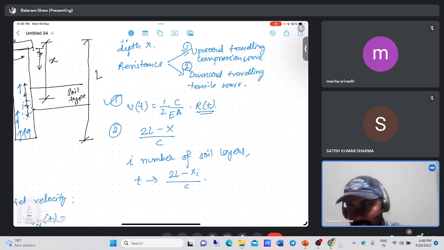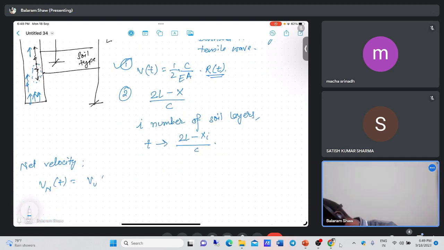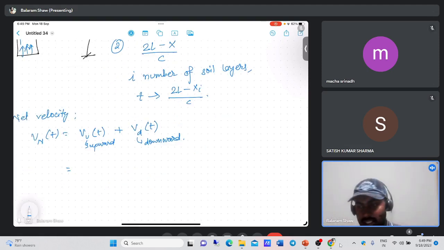So this will be the summation of the compression wave velocity directly from the resistance and the other waves, that is the tensile wave, which after a reflection will travel upward. Whatever upward component is there, we consider in this upward component, and the downward component we consider separately. U is for the upward component, and D is for the downward component. I'm not going into the detail of how we get this.